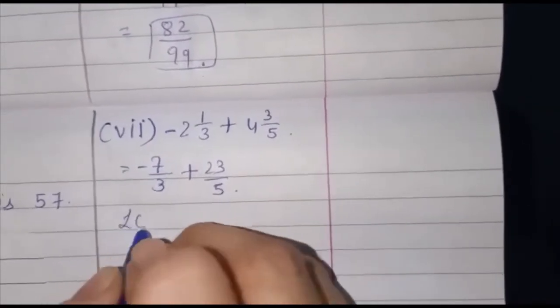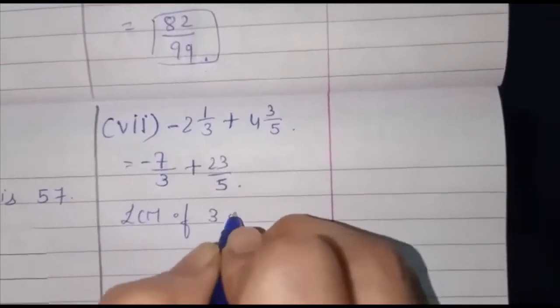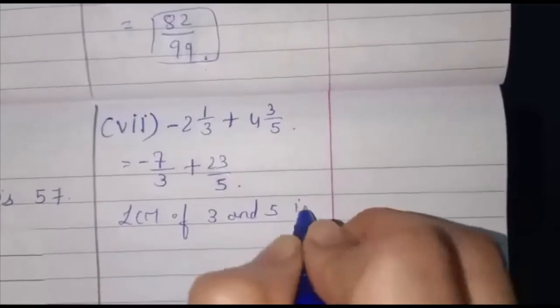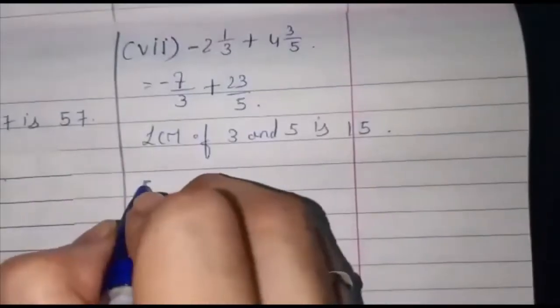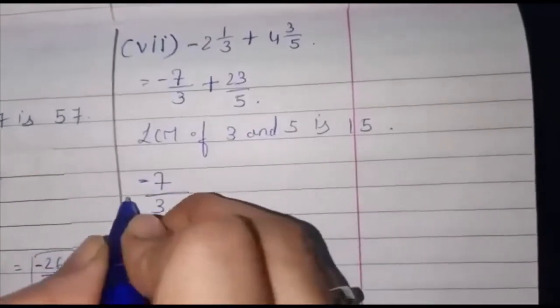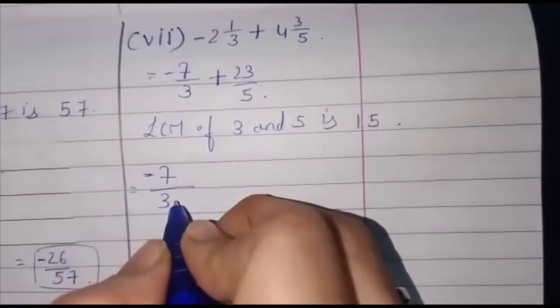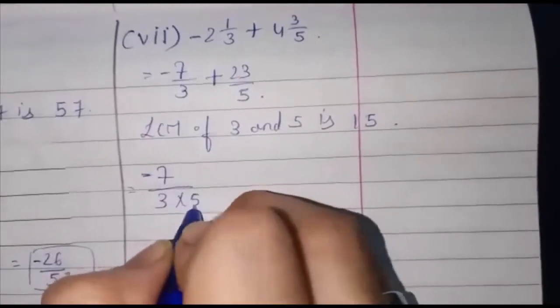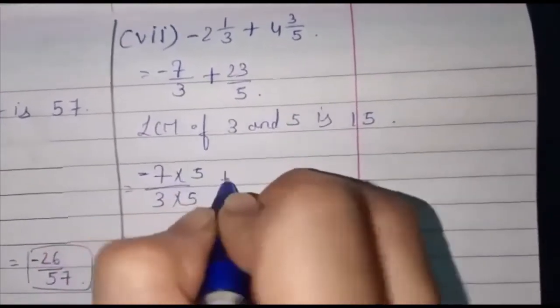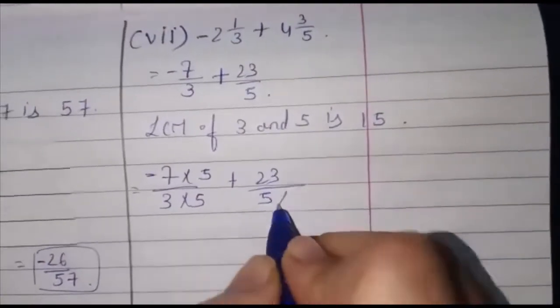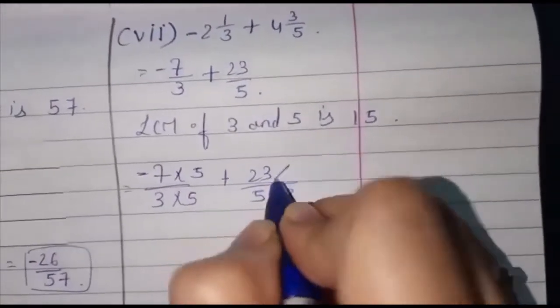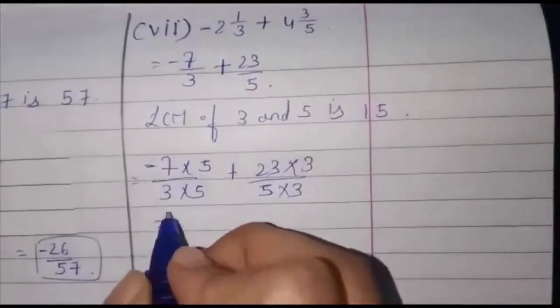So here also we will take LCM. So LCM of 3 and 5 is 15. And now we will make both denominators 15. So minus 7 upon 3, with which number will I multiply to get 15? 3 5s are 15. Down 5, up also 5. Now 23 upon 5, in the second number also 5, I will multiply with 3 to get 15. Down multiply with 3, up also multiply with 3.